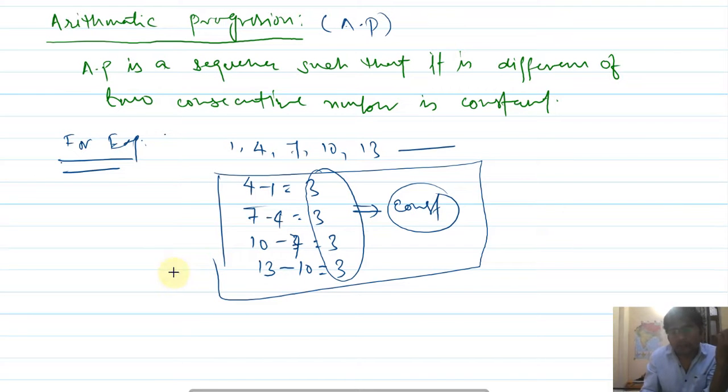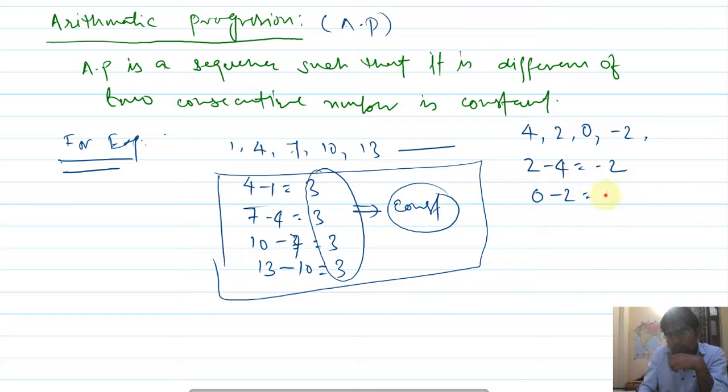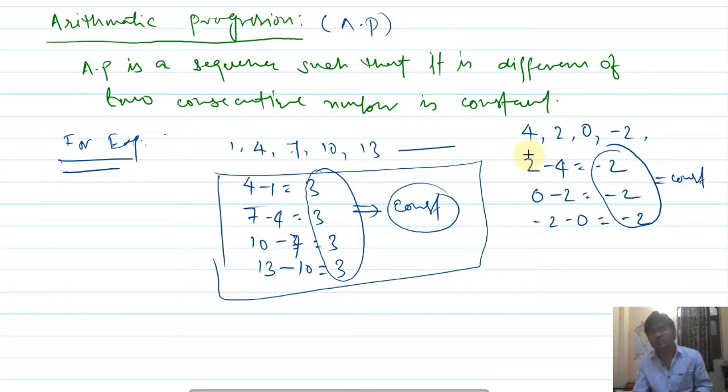Arithmetic progression. Just like if you write 4, 2, 0, minus 2. How can you say whether this is an AP or not? You need to check 2 minus 4, which is minus 2. 0 minus 2, which is minus 2. And minus 2 minus 0, which is minus 2. So you are getting the same number. This is the constant difference between two consecutive numbers, so this is called an arithmetic progression. I hope you understand.